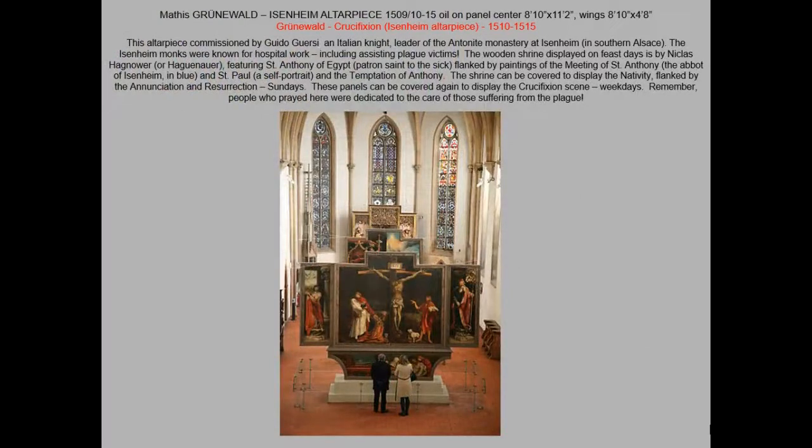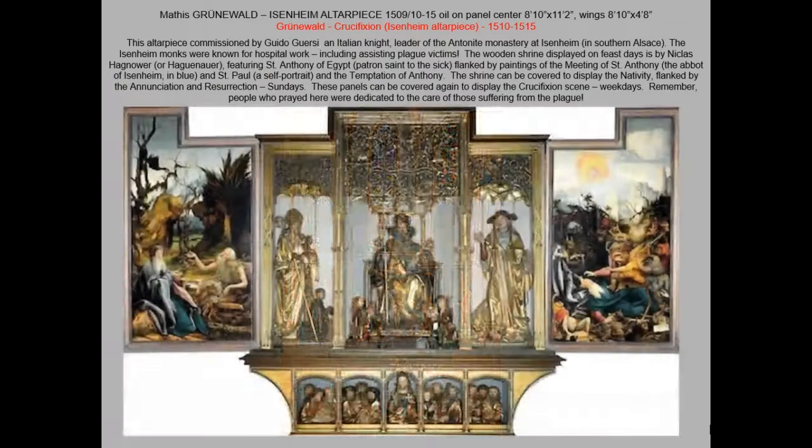Grunewald's most important piece here is the Isenheim Altarpiece. I wanted you to get a sense of how large it actually is. This gives you a photograph of people seeing the altarpiece in its position in the church. So the figures themselves are essentially life-size, or larger than life-sized. It was originally commissioned by an Italian knight who was the leader of a monastery in Isenheim, so this does have a connection to Italy in a sense as well.